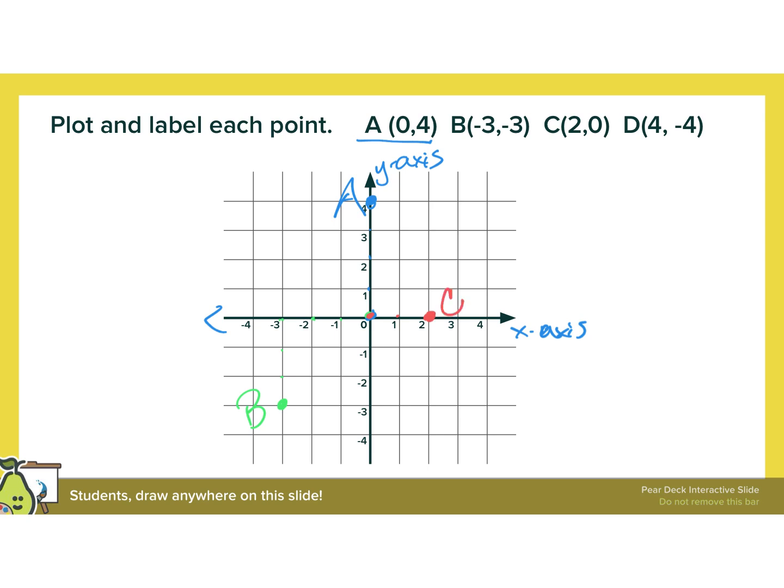And my last point is (4, -4). Start at the origin. X is +4. Move to the right. 1, 2, 3, 4. Y is -4. So move down. 1, 2, 3, 4. Here's point D. So check that with what you had.